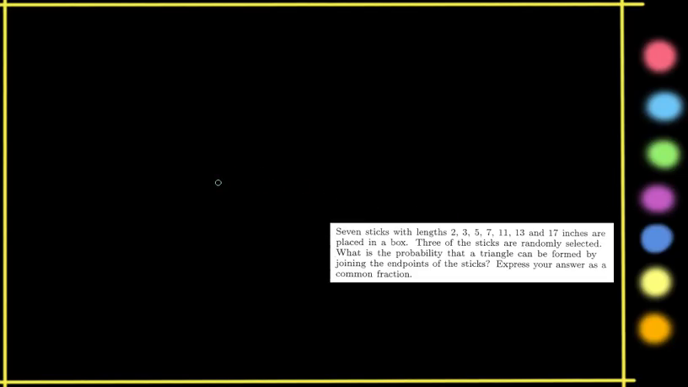All right, let's take a look at this one. This one says 7 sticks with length 2, 3, 5, 7, 11, 13, and 17 are placed in a box. Those are the lengths of the sticks that we put in our box. 3 of the sticks are randomly selected. What is the probability that a triangle can be formed by joining the endpoints of the sticks? Express your answer as a common fraction.